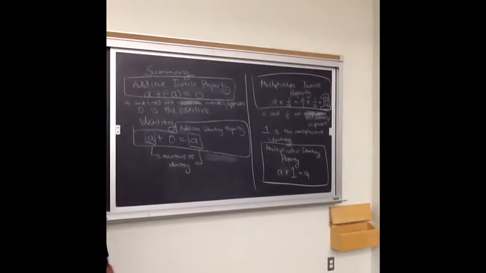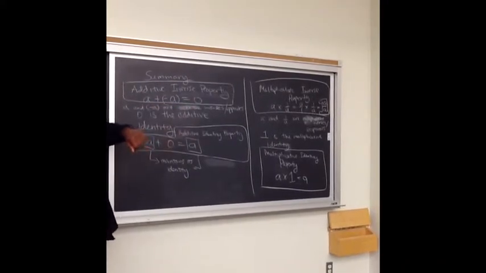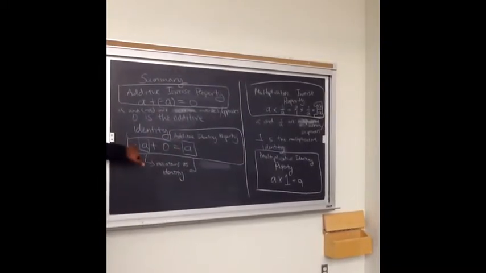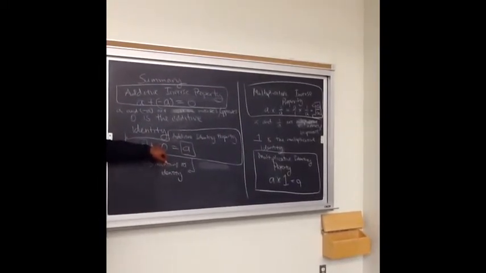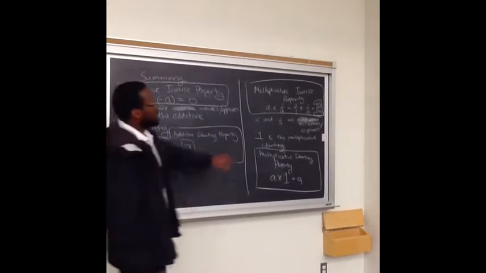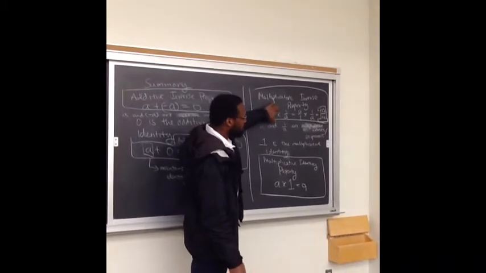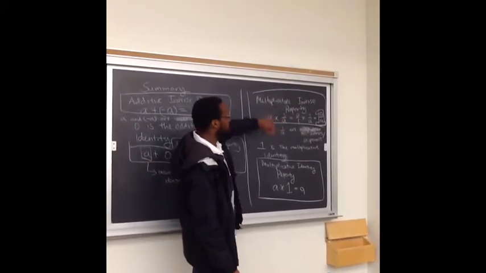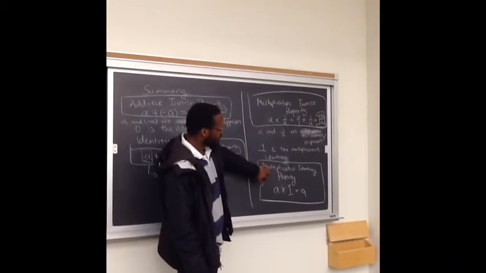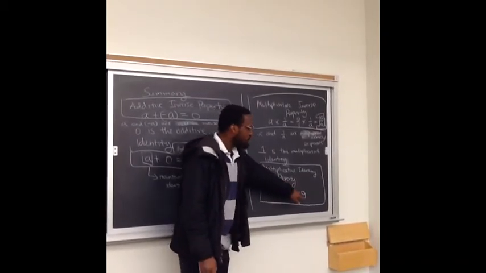In summary, we have the additive inverse property, which is a plus its additive inverse is equal to 0. And we have the additive identity property, which is a plus the identity of addition is equal to a. And this thing maintains its identity. If we look over here, we have the multiplicative inverse property, which says a multiplied by its multiplicative inverse is going to give me 1. And we have the multiplicative identity property, which is a multiplied by the identity is equal to a.